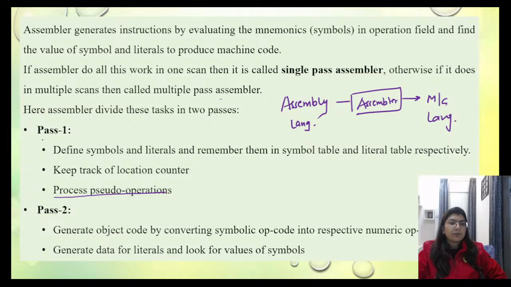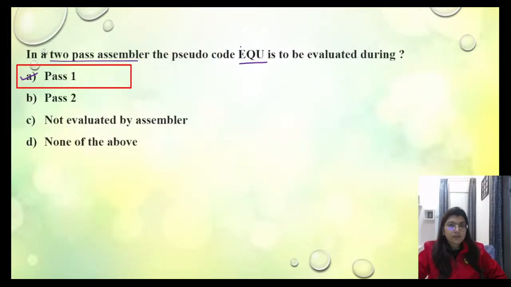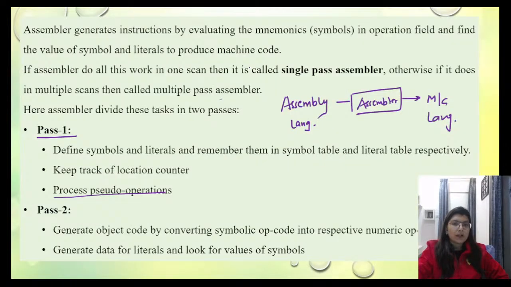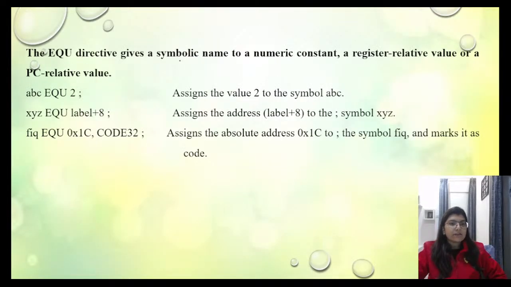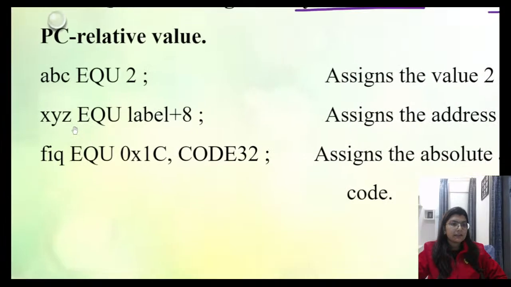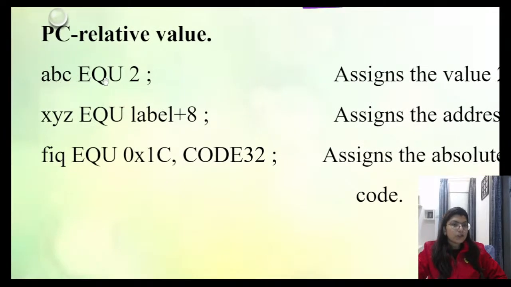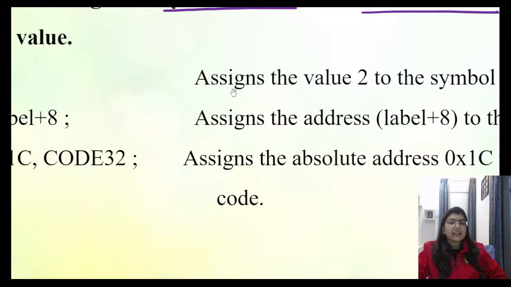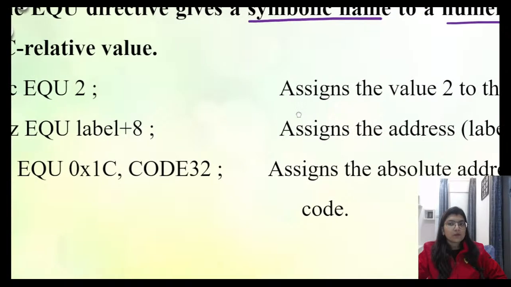So pass one of your two phase assembler is where the pseudo operations are processed. Now here in the question they have mentioned EQU. So this is a type of pseudo code, that is EQU. What is it? The EQU directive gives a symbolic name to a numeric constant. If you see over here, it is written ABC EQU 2. I'll just zoom in so you can see it clearly. What it says is that it assigns the value 2 to the symbol ABC.